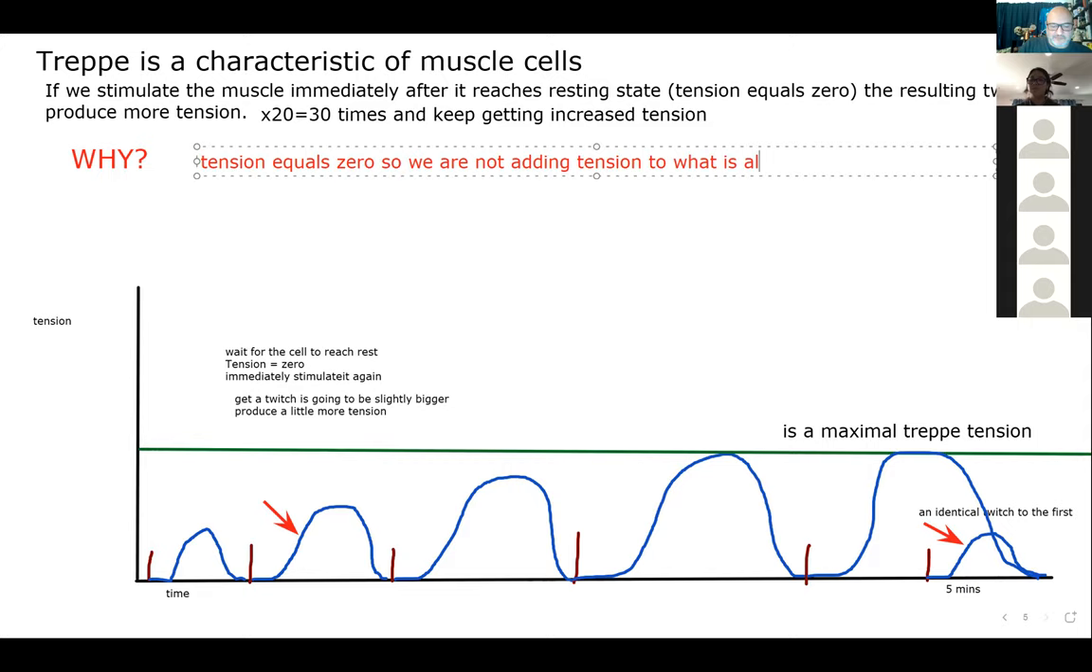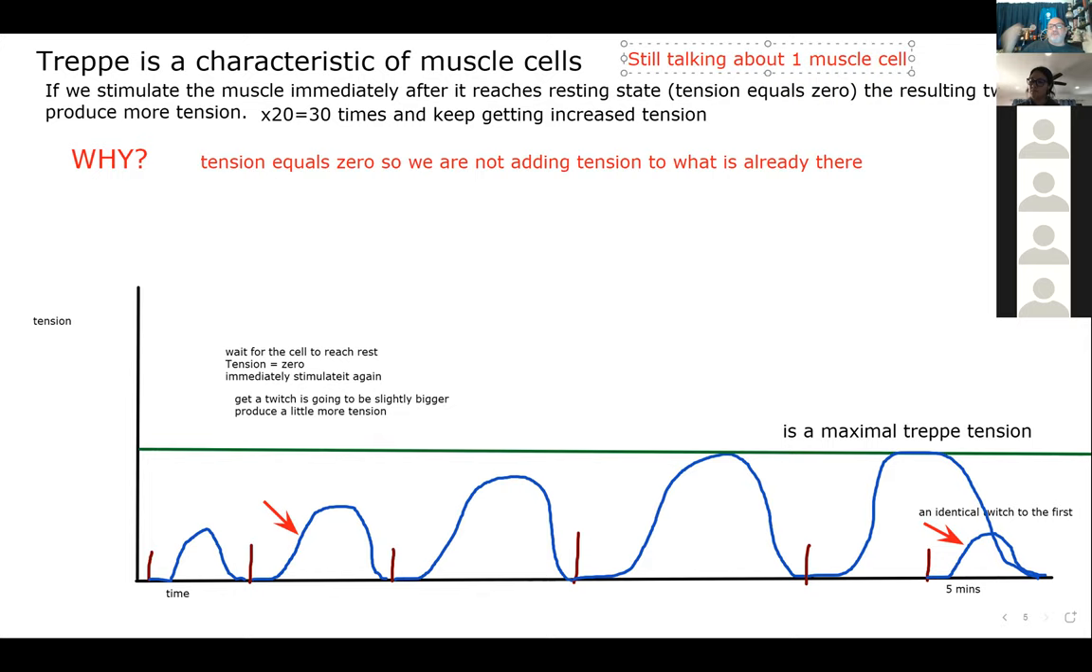But let's see if we can work our way backwards from it. What causes tension again? No, great question, Aubrey. We can increase tension by using more cells, but remember, treppe is a characteristic of a single muscle cell. At this point, we are still just talking about one muscle cell. We will definitely get to the point where more muscle cells give us more tension. But this is a change in a single muscle cell. All right, we're getting there though. I like where you guys are going with this.